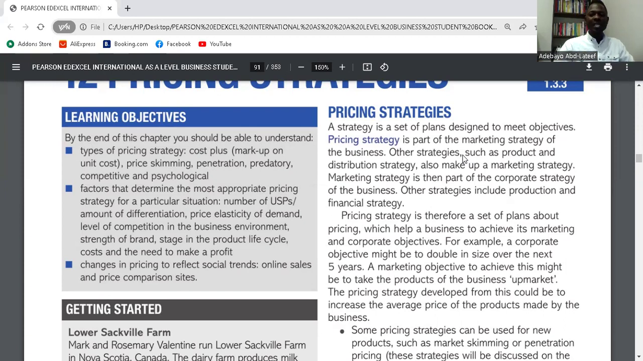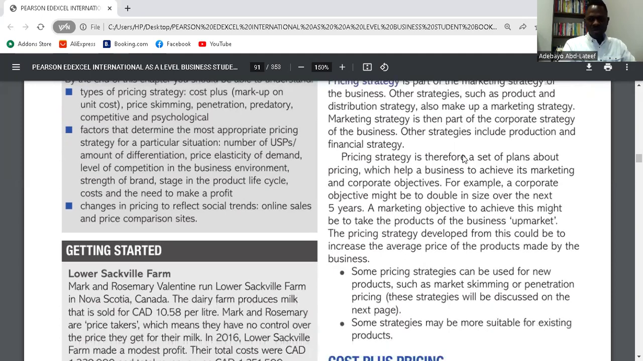So pricing strategy is therefore a set of plans about pricing, which help a business to achieve its marketing and corporate objectives. So with a pricing strategy, it means you are able to approach the market with the right price. And that allows you to reach your marketing objective and your corporate objective.